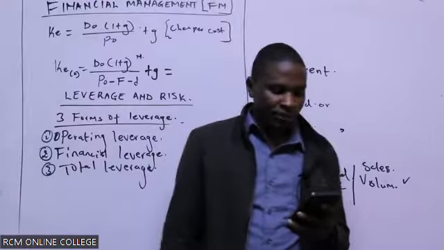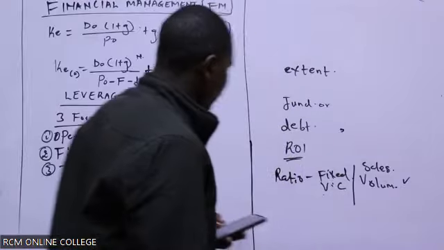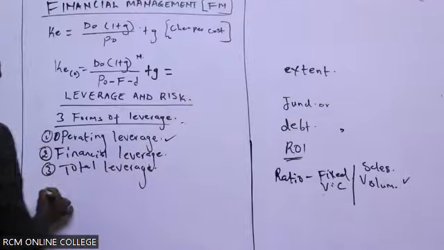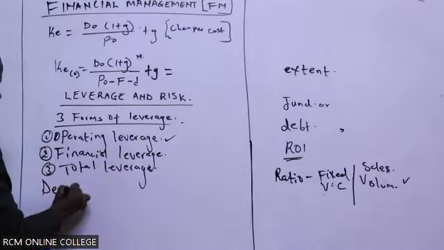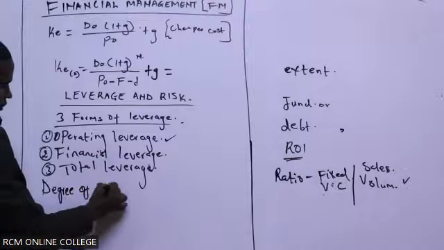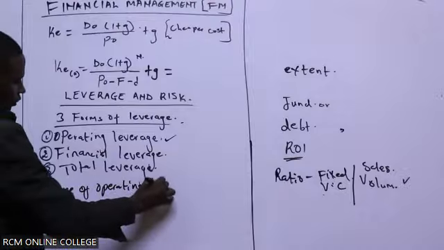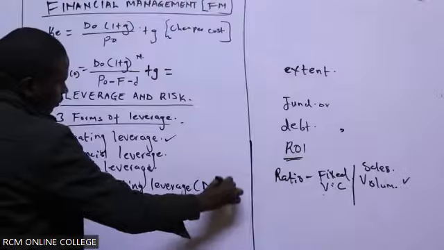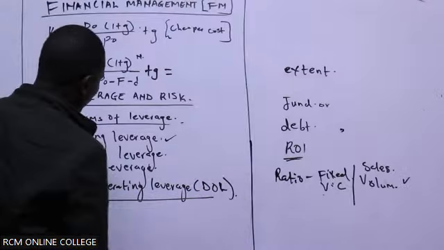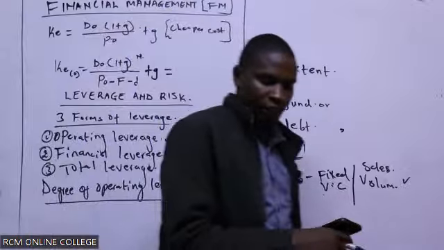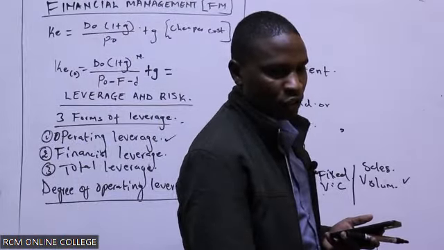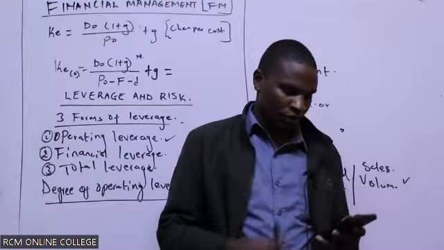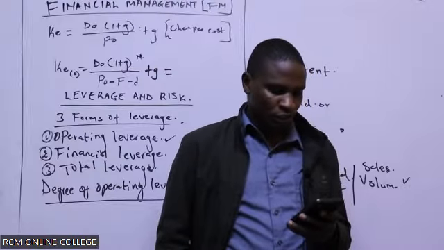Now, degree of operating leverage. Now, we want to see how it is measured. How do we calculate that? Degree of operating leverage is represented with DOL. So operating leverage is measured by the degree of operating leverage, DOL. I want us to see how.